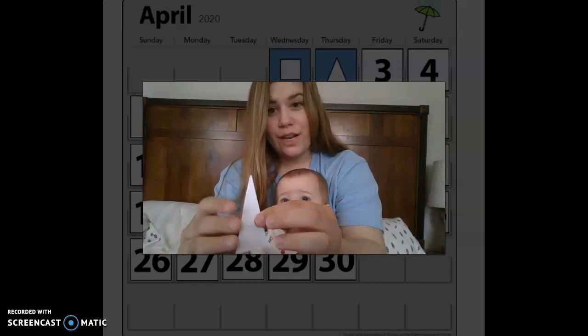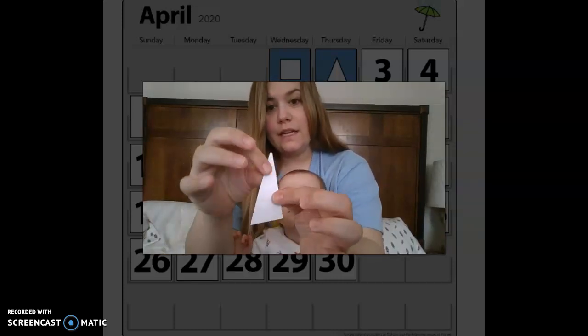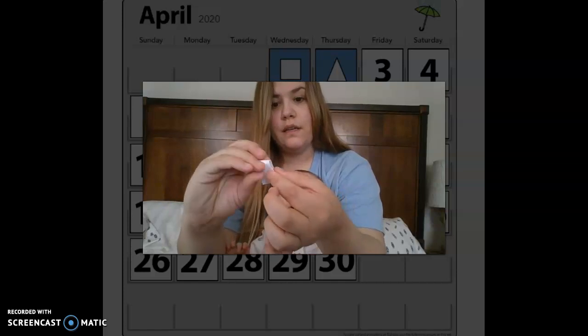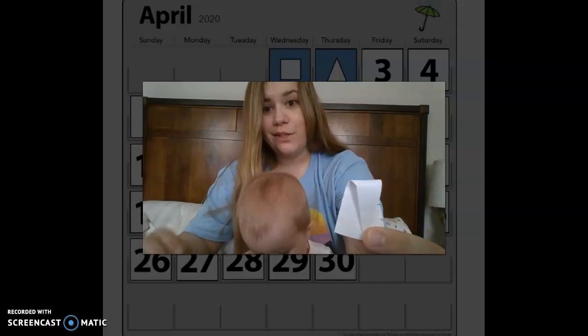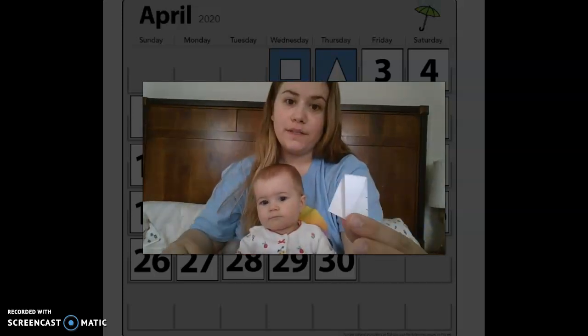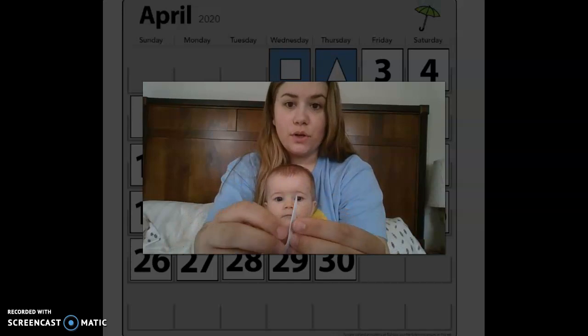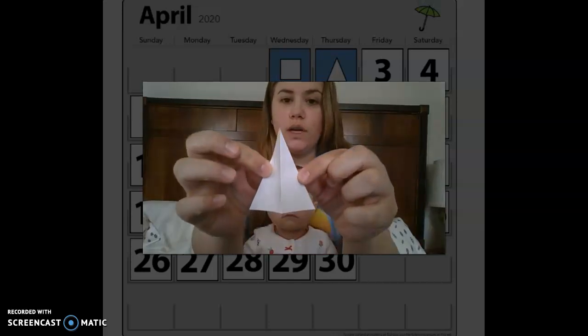Remember our square yesterday? We were able to fold it in fourths. Are we able to do that here? We are not able to do that here. This is not symmetrical in fourths. It is only symmetrical in halves, in two parts.